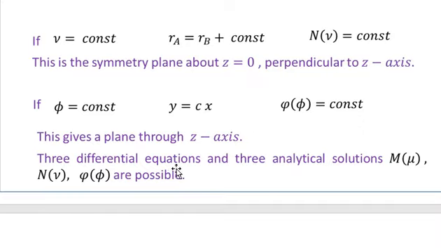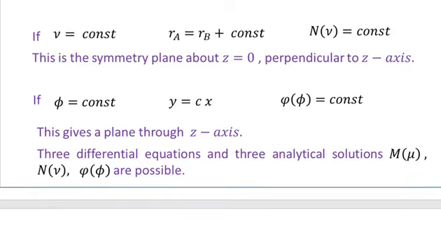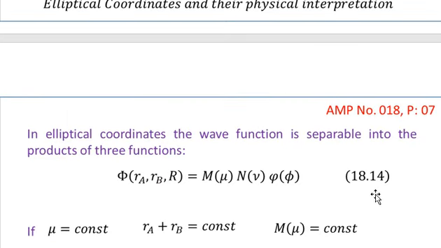Three differential equations and three analytical solutions corresponding to m of mu, n of nu, and phi of phi will be investigated. So we shall have three different possible solutions, and then we shall insert those solutions over here in equation number 14. That is, m of mu, n of nu and phi of phi will be inserted. After solving the Schrodinger equation, these wave functions will be inserted over here, and the total wave function of the problem, which is capital phi, will be calculated.